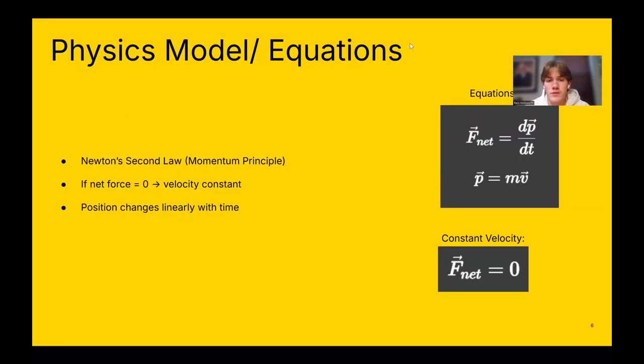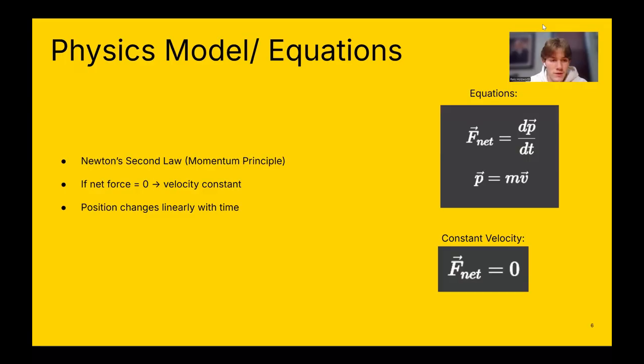So the physics model and equations for this. Obviously, we're using Newton's second law, the momentum principle, which is F net equals dp over dt, and p is equal to mv. And then once again, we set the net force equal to zero, so the velocity is constant, which is F net equal to zero. And this is causing position to change linearly with time.